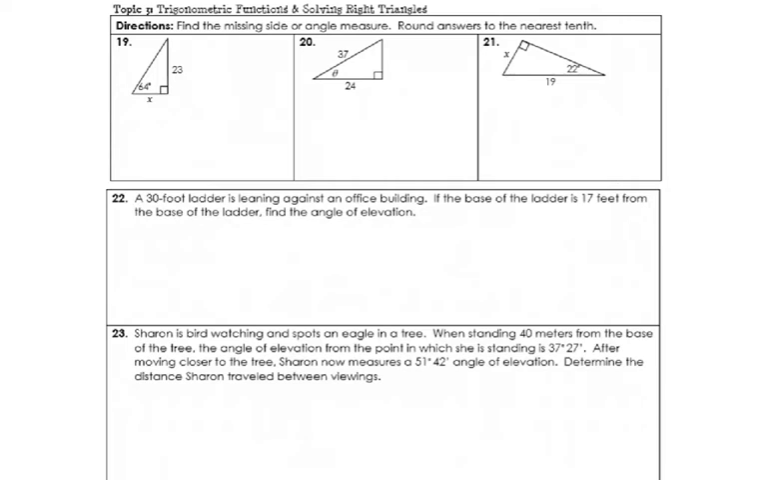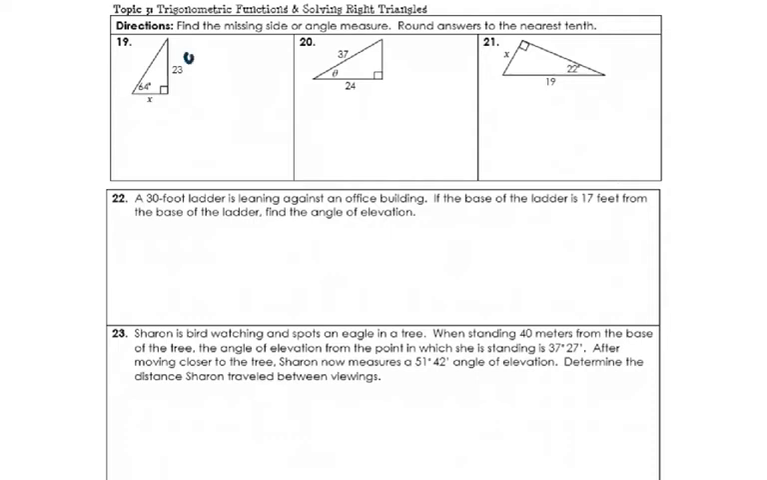Alright. So, first topic is trig functions and solving right triangles. For 19, 20, 21, 22, and 23, we are going to find the missing side or angle measure and round answers to the nearest tenth. These are pretty nice. It's just basic trig functions from Math 2 and Math 3, and we also went over them in Math 4 again.